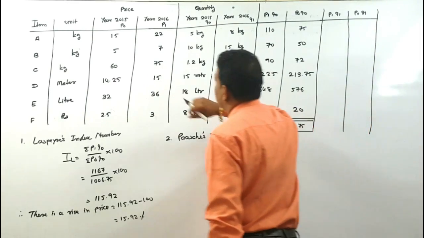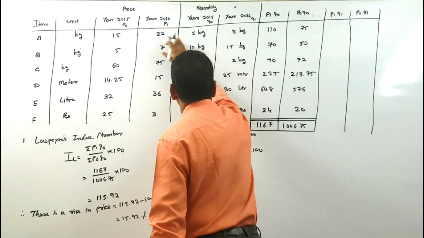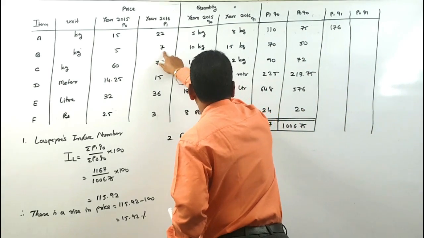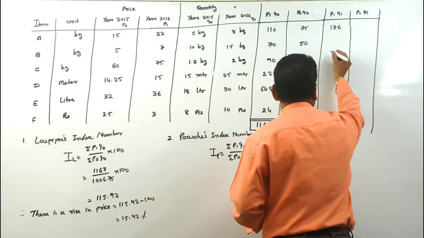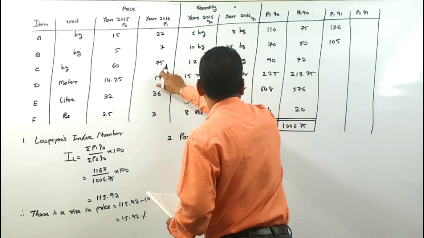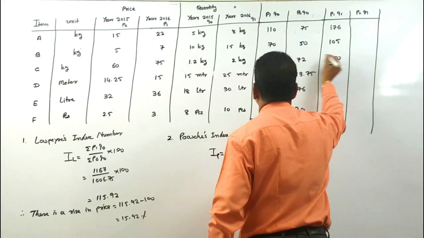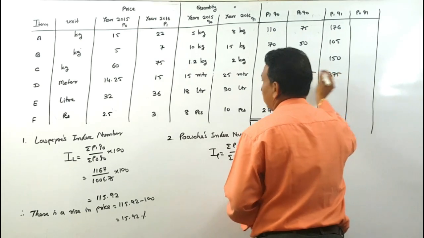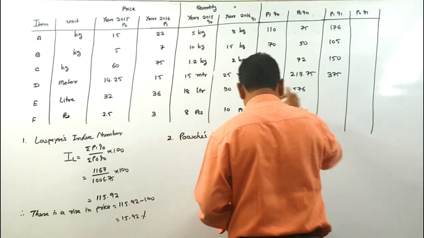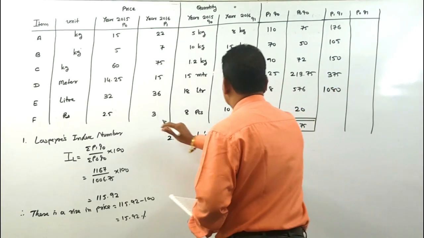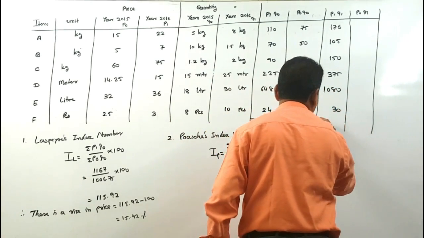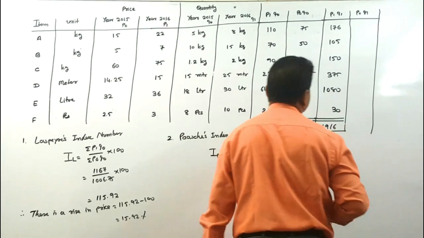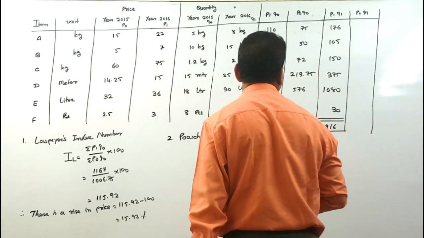So now P1 Q1. This is your P1 and this one is your Q1. 22 into 8, it is 176. Then 7 into 15, it is 105. 75 into 2, it is 150. 15 into 25, it is 375. 36 into 30, it is 1080. 3 into 10 is 30, and the total of this column is 1916.